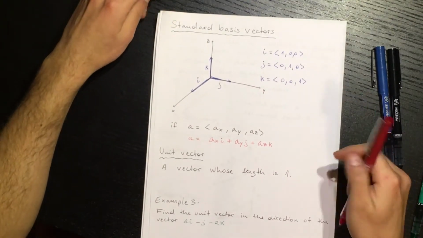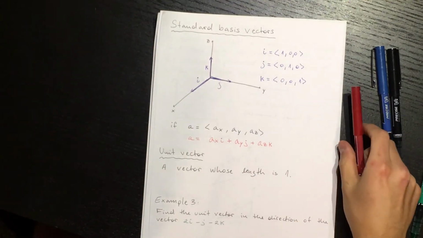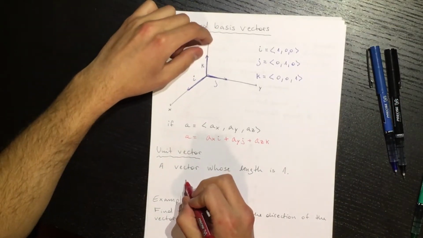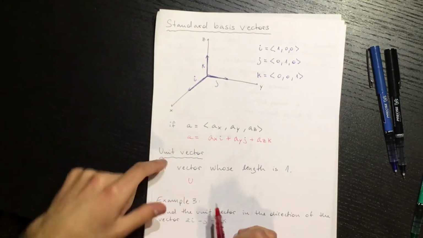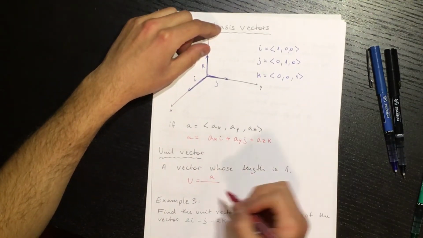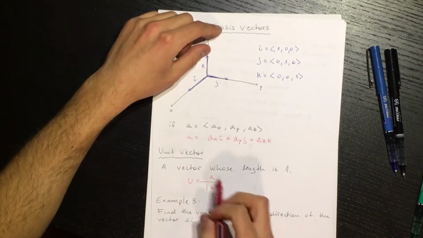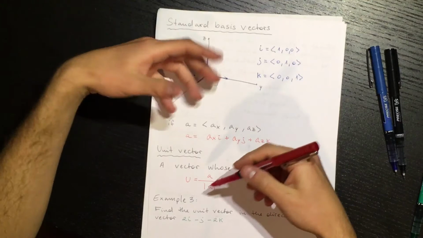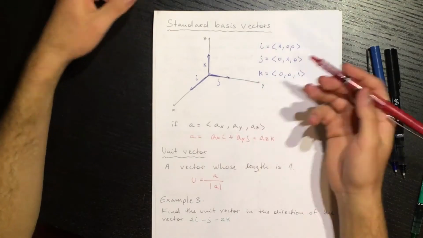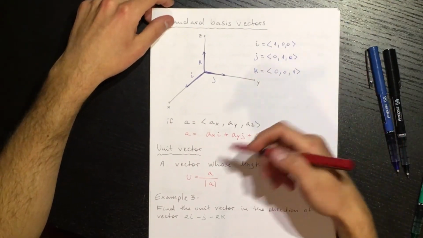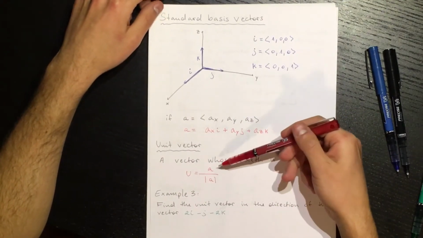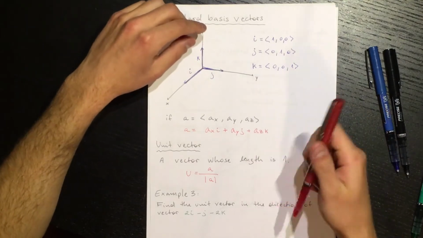A unit vector is a vector whose length is 1, and we're going to call it u. A unit vector is going to be a vector, for example a, divided by its magnitude. That's the definition of a unit vector. Sometimes you're being asked for a unit vector in a certain direction. How do you calculate it? u is the vector divided by its magnitude.